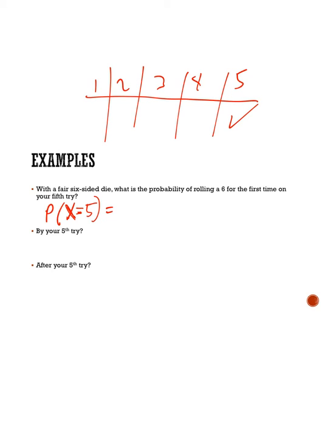And for the 5th try would mean we have 4 fails. So for a die, that would mean 5/6 is the chance that we don't roll a 6, and that would happen 4 times. And then finally, we'd have a success. By your 5th try would be less than or equal to 5.